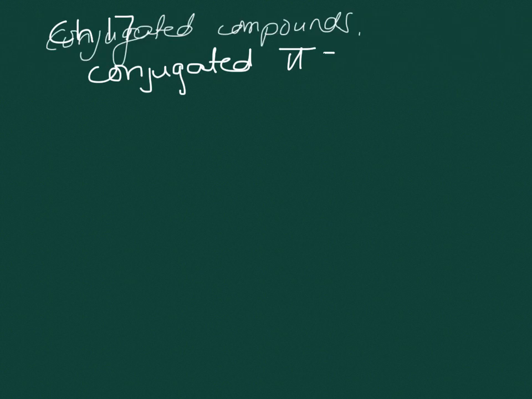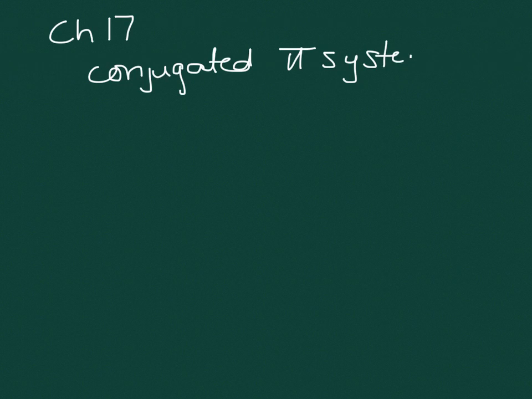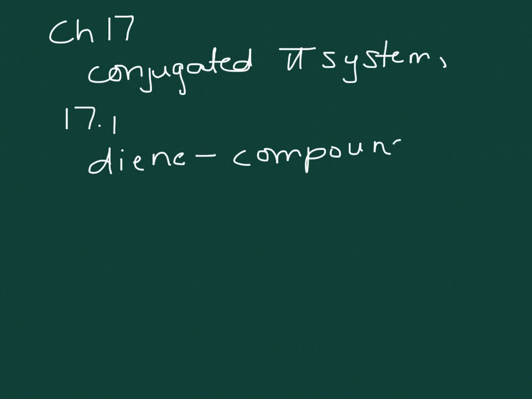So we're moving on to chapter 17. And we're going to start this chapter off by looking at conjugated pi systems. So let's look at 17.1, right? So a diene is a compound that contains two double bonds.